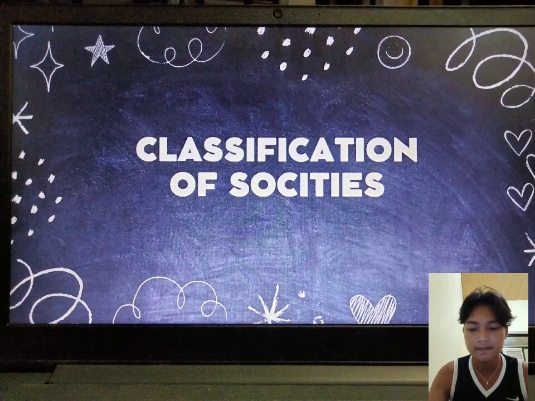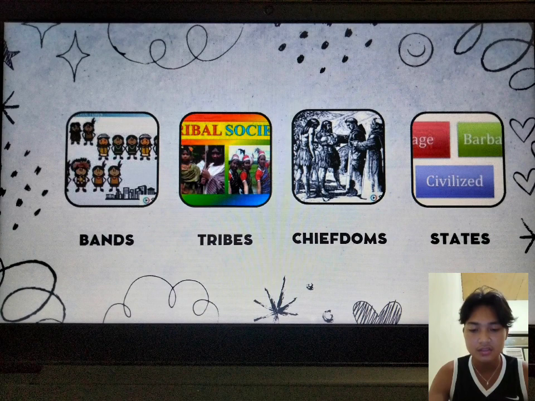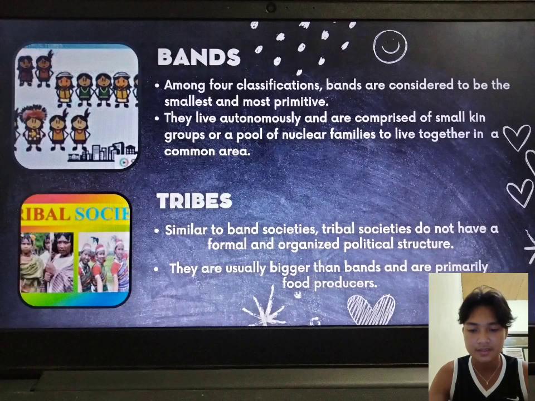Classification of societies: bands, tribes, chiefdoms, and state. Bands. Among the four classifications, bands are considered to be the smallest and most primitive. They live nomadically and are comprised of small kin groups or a pool of nuclear families living together in a common area. Tribes. Similar to band societies, tribal societies do not have a formal and organized political structure. They are usually bigger than bands and are primarily food producers.